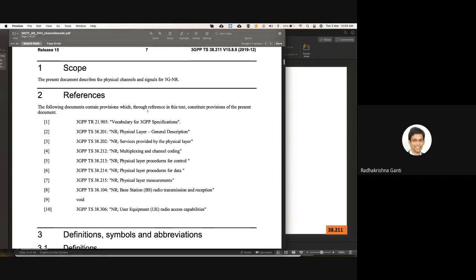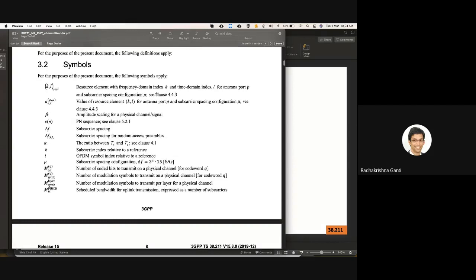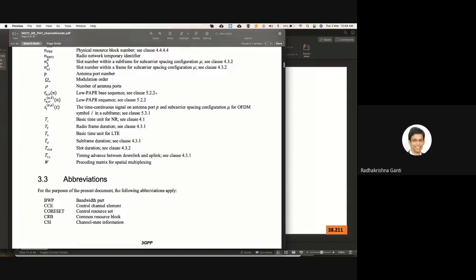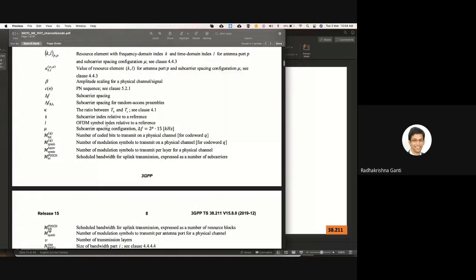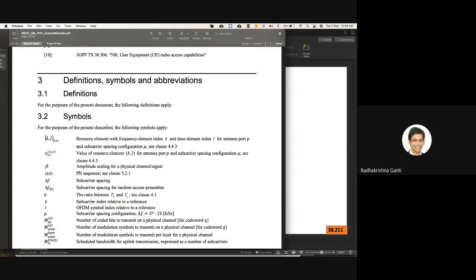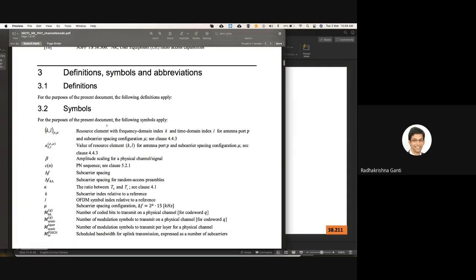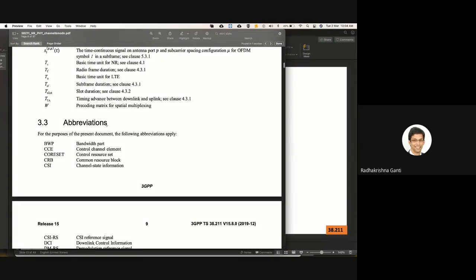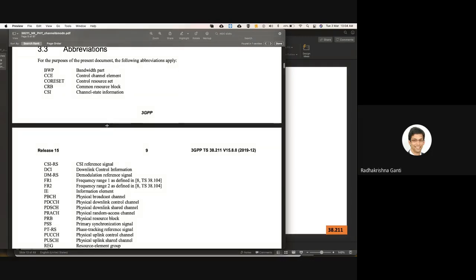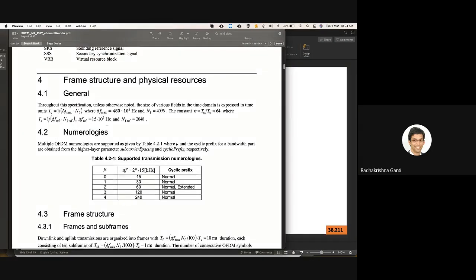So as usual, this is the scope. It says the physical channels and signals. We understand now what physical channels and what signals are. Physical channels are something that come from the higher layers. Reference signals are something that are generated inside the physical layer. There are multiple symbols and other things. If you don't understand any symbol, you can come here and look at the symbols section. That's something that helped me quite a bit sometimes. Also, there are abbreviations.